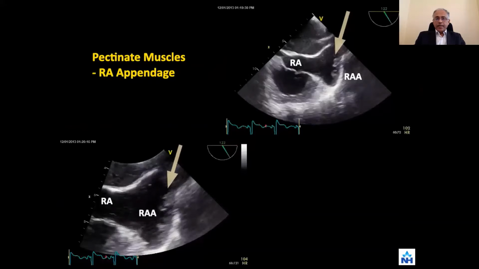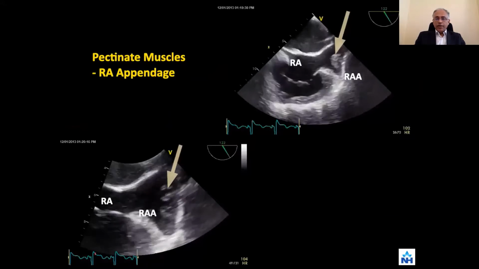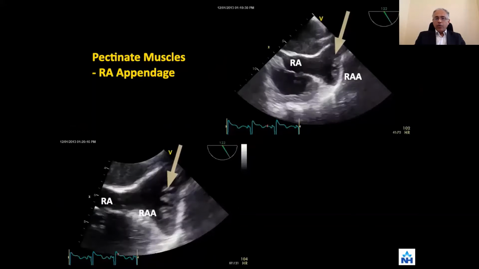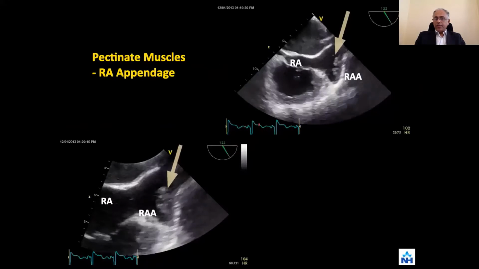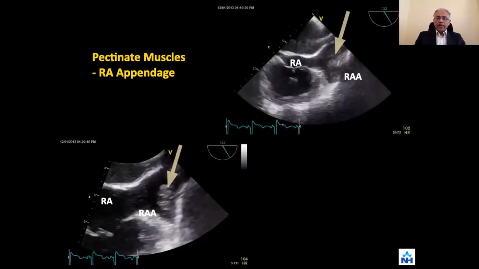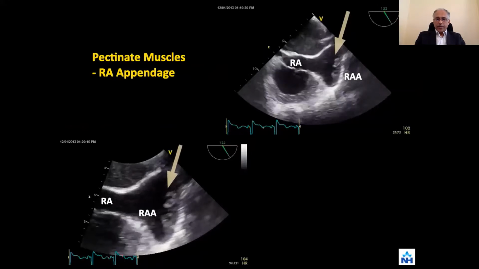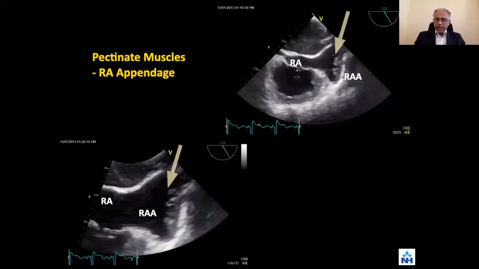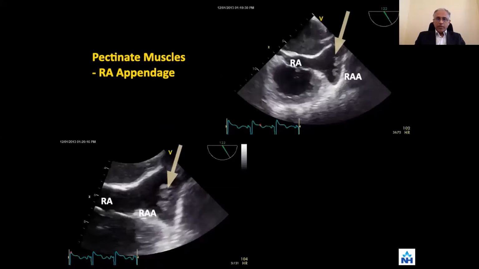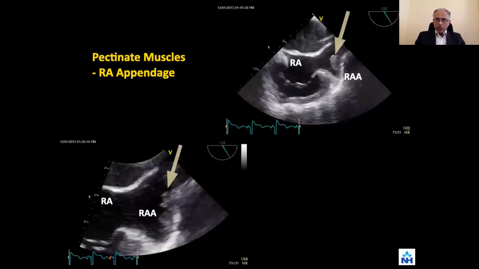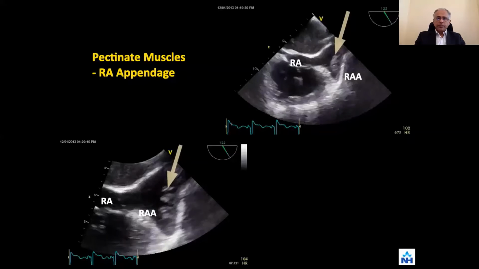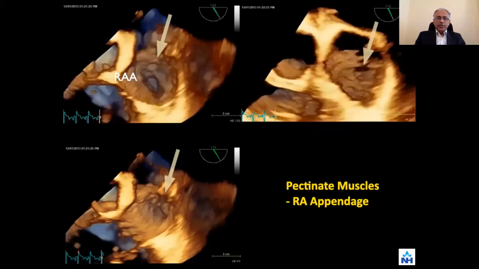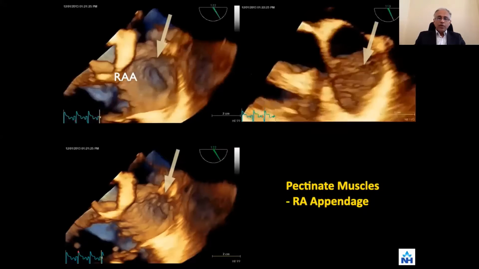And this is an image of a transesophageal echo. You can see the right atrial appendage over there, and a very prominent set of pectinate muscles. Normally, even in TEE, you don't see it so prominently. This is just an unusual patient, and it's a good way of showing how it looks. These are pectinate muscles, not to be mistaken for a thrombus or a tumor, which is the usual assumption. And the 3D images are a bit blurry, but they give you some idea of how it looks in 3D.